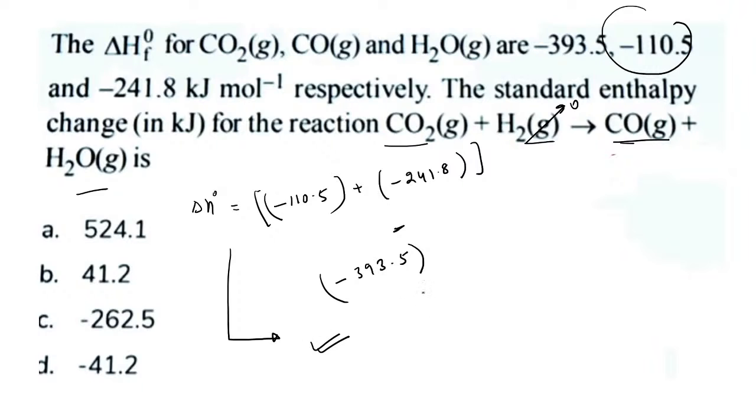So how much value are you getting? Right, so you're getting 41.2, okay? So B is the correct answer. So is it clear to all of you? Any doubts? Is it clear? Any doubts to anyone? Great, okay? So let's take the next one.